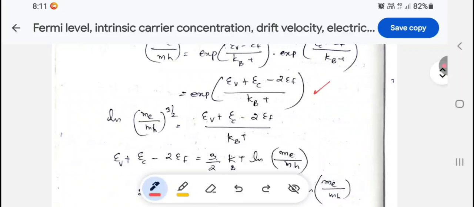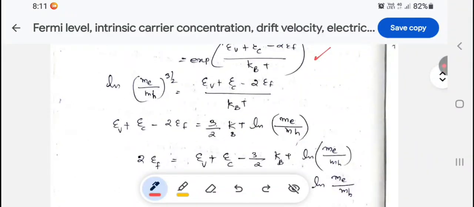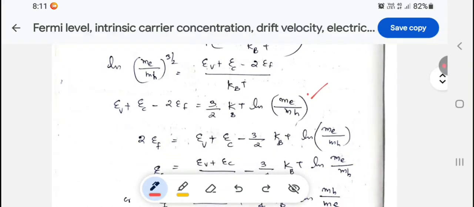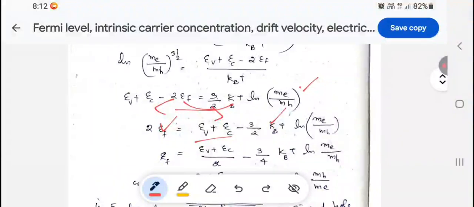Then taking the natural logarithm, the logarithm of Me by MH all raised to 3 by 2 equals EV plus EC minus 2EF divided by kBT, or EV plus EC minus 2EF equals 3 by 2 kBT log Me by MH. Okay. Then from that, 2EF equals, when it comes over to the right hand side, on the left it becomes EV plus EC, then the 3 by 2 comes to the left, so it becomes minus 3 by 2 kBT log Me by MH.